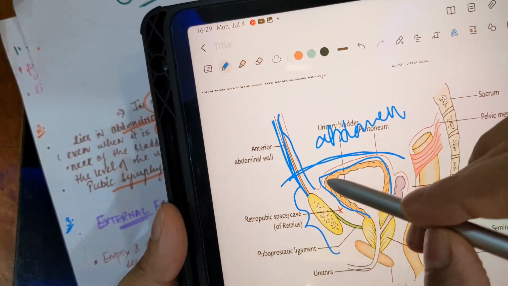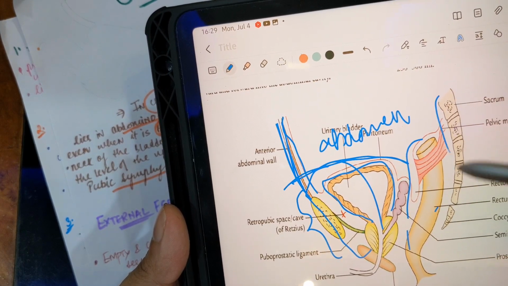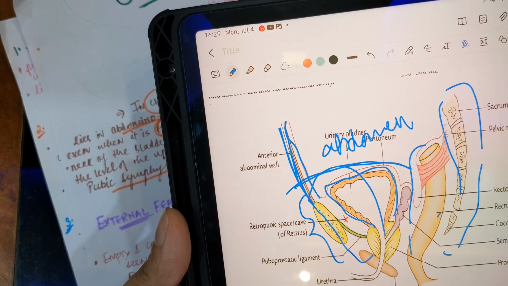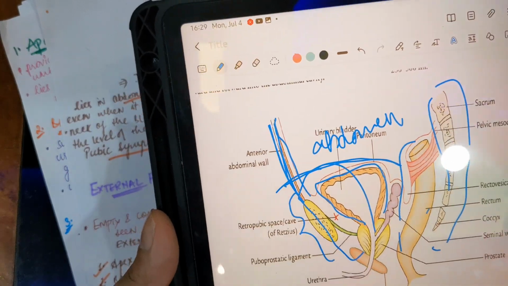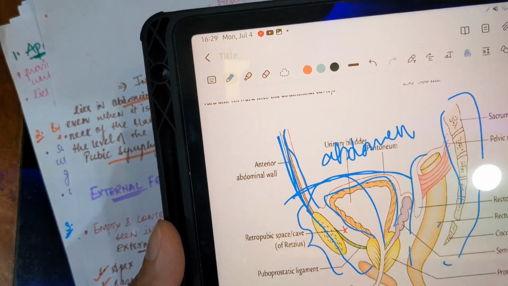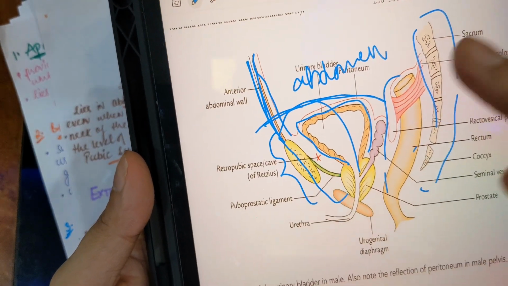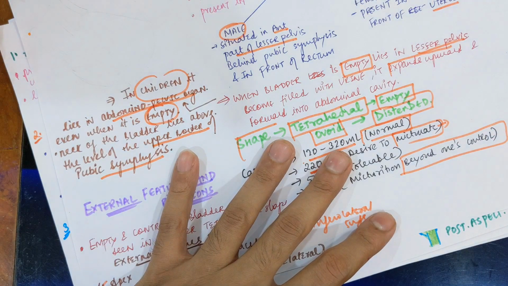This area is anterior and this is posterior. In the posterior you can see the rectum, then the vertebra, then, the last part, the sacrum, and somewhat the seminal vesicles and the coccyx, all of these are present. Okay, so the meaning is that it is situated just on the anterior aspect of the pelvic region. Clear? So this is the diagram for the location of the bladder.